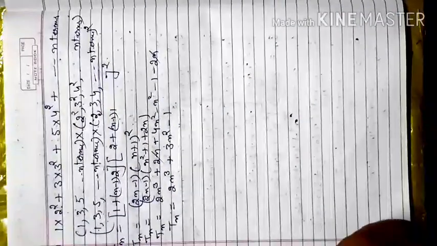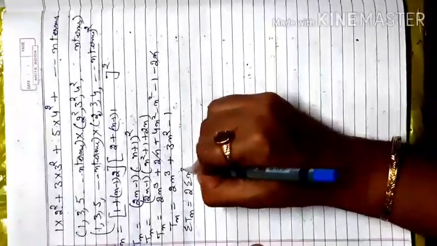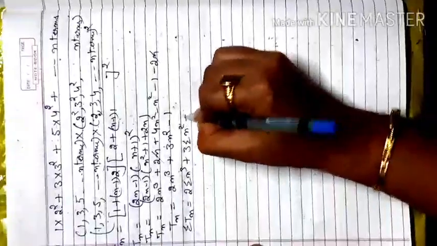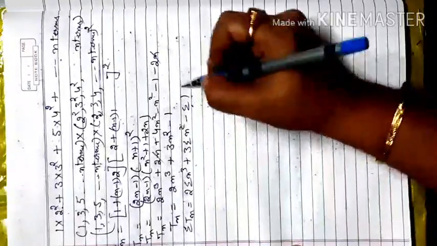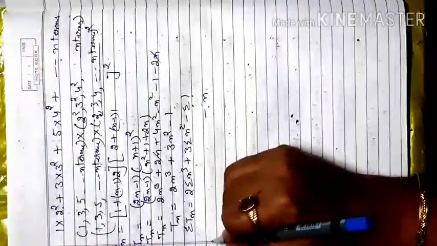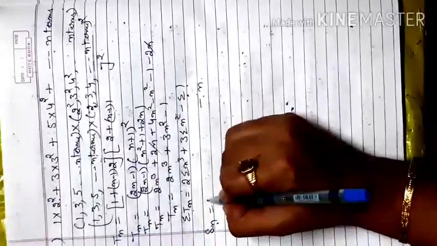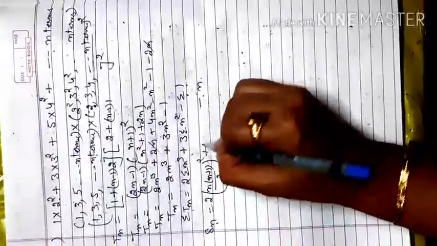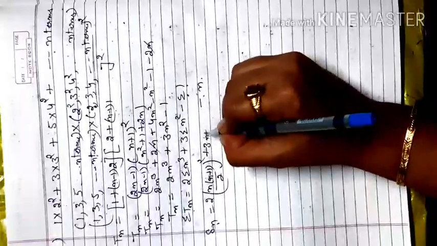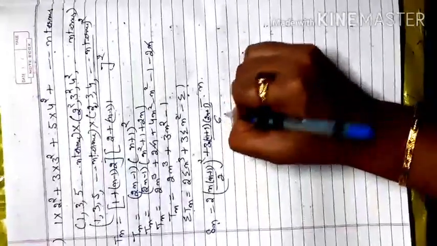Now I have to find the sum of the terms. I take the summation sign on both sides, like 2 sigma n cube plus 3 sigma n square minus sigma 1. If the summation sign comes with the constant term, the numeric term, that changes to n. So this summation of Tn changes to Sn. Now here you have to apply the sigma n cube formula, that is (n into n plus 1 by 2) whole square, and the sigma n square formula, n into (n plus 1) into (2n plus 1) by 6.